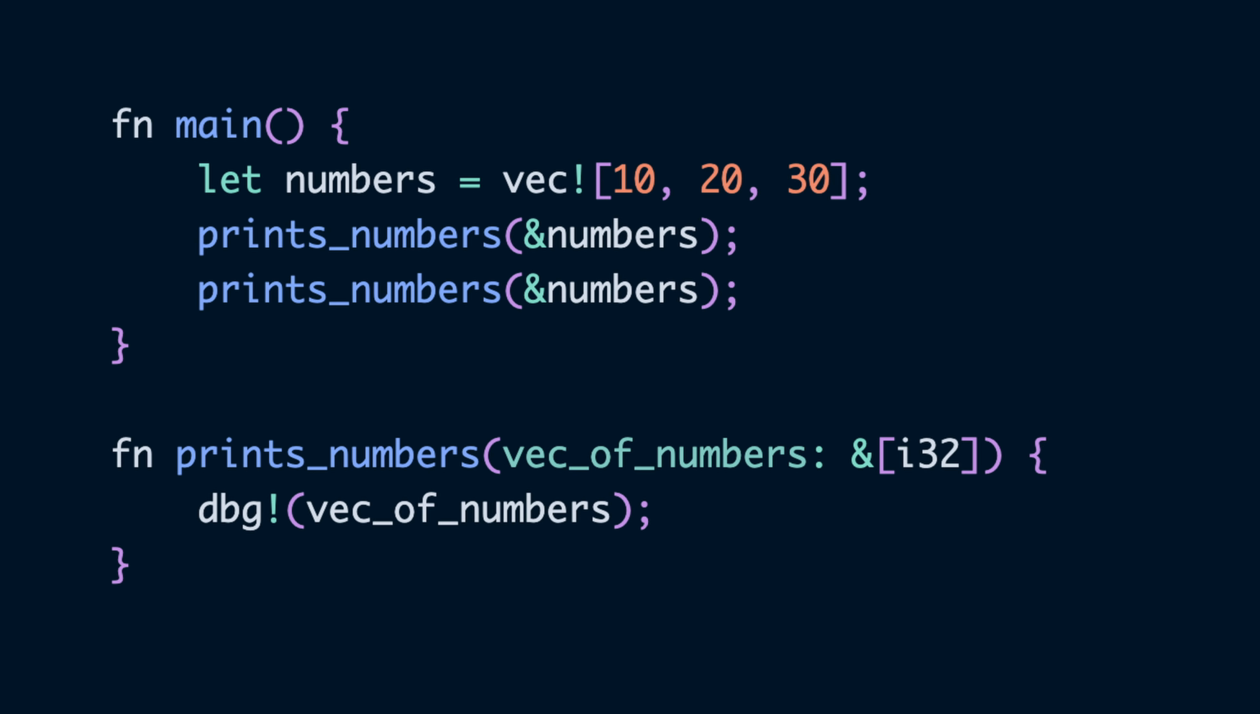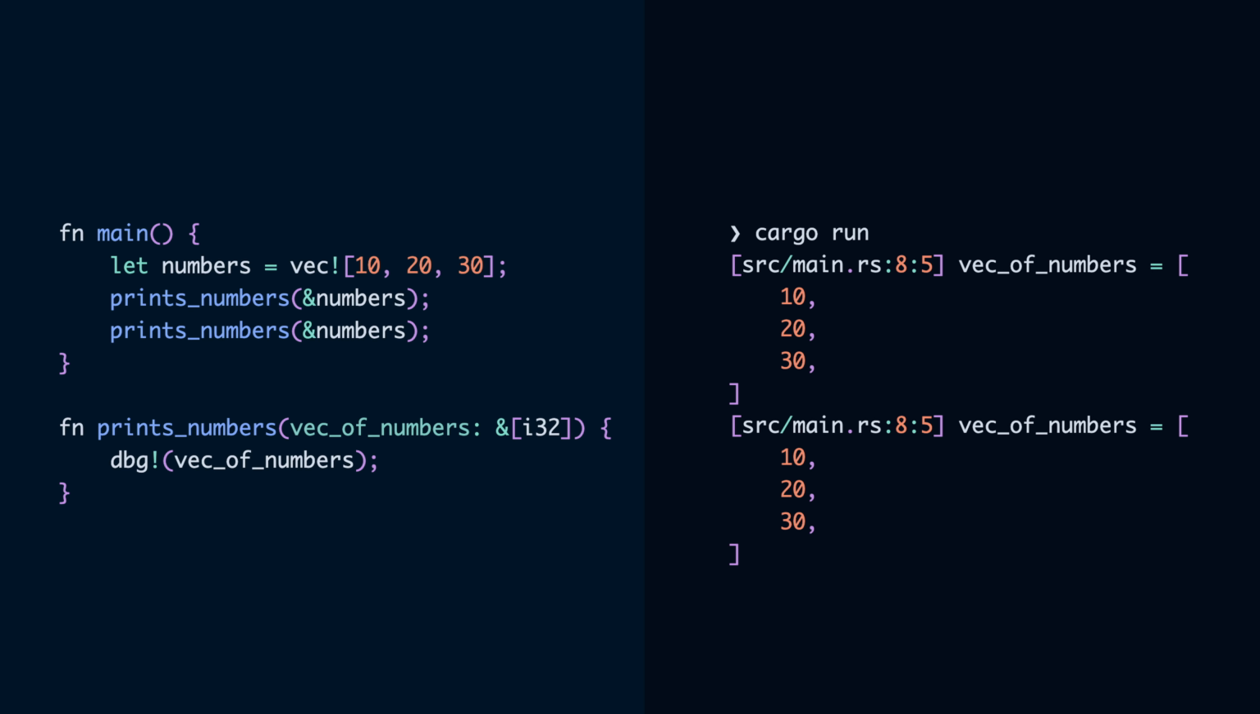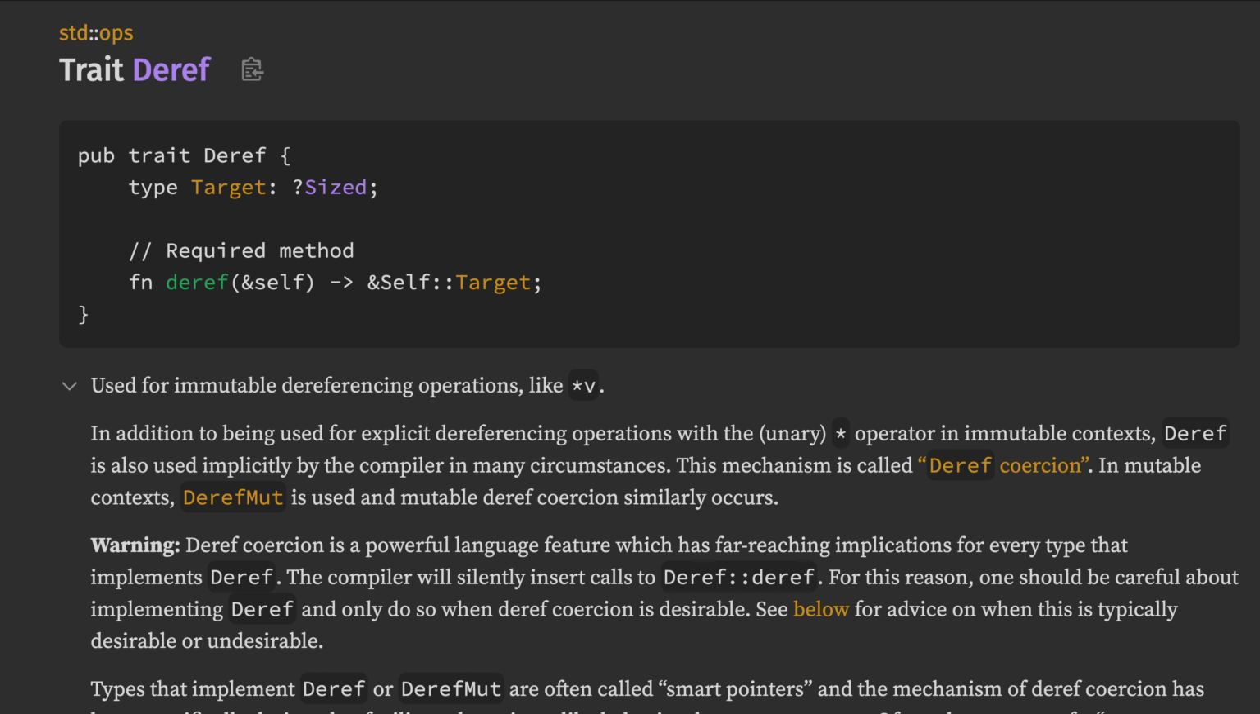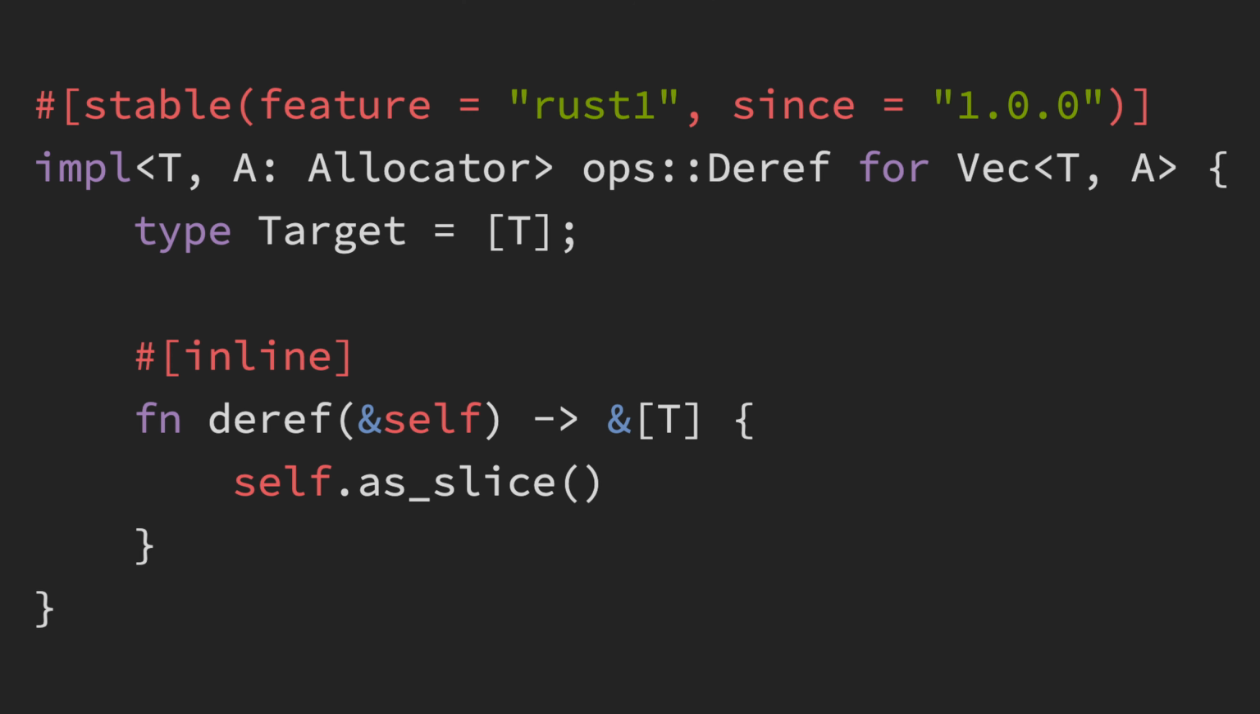In this case, we're passing a slice of all of the vec items into the prints numbers function, and this produces the same output we've been seeing. Both calls to the prints numbers function print all of the vec items. This is possible because a vec implements deref for slice. We'll talk more about traits like deref later in more depth. The important information here for now is that there's an explicit opt-in to be able to deref a shared reference to a vec to a slice.